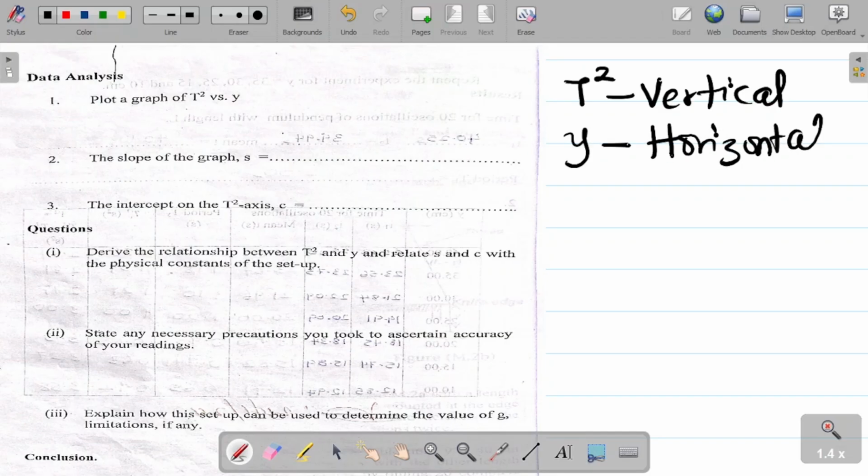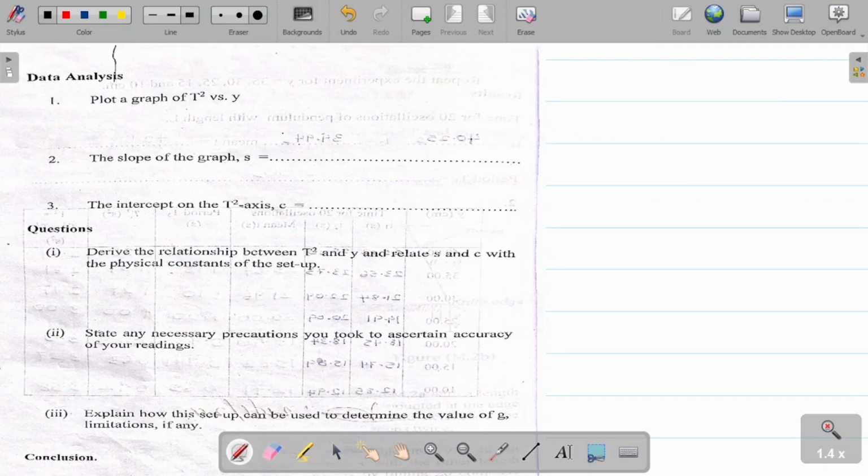Alright, that's it. Now, since you're asked to plot a graph, don't forget every graph must have two things there, which includes your title and your scale. So what would be my title here? The title of the graph will simply be graph of, so just pick up this one here, that's all. That forms your title.